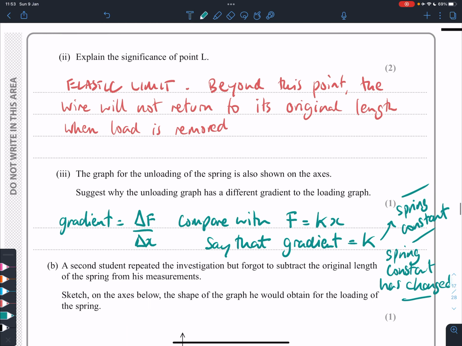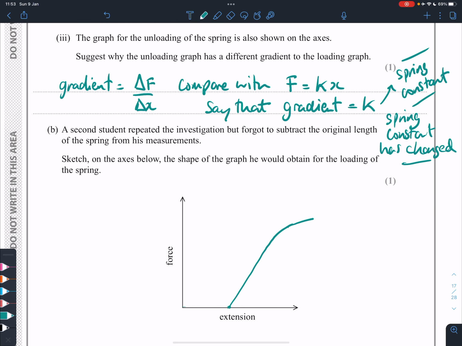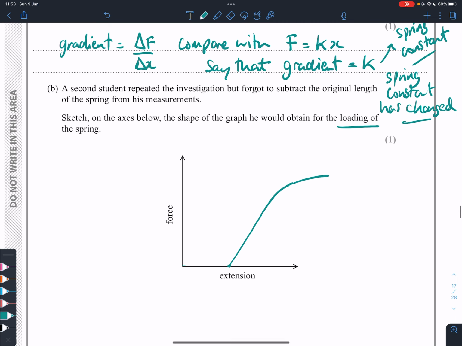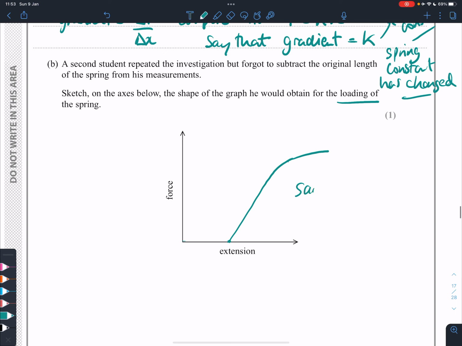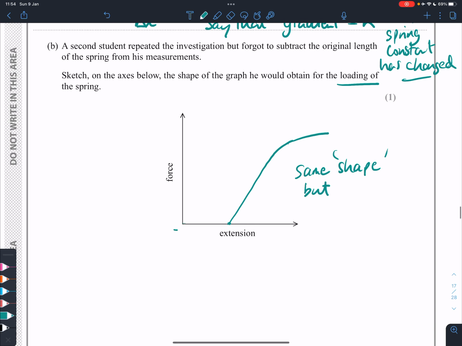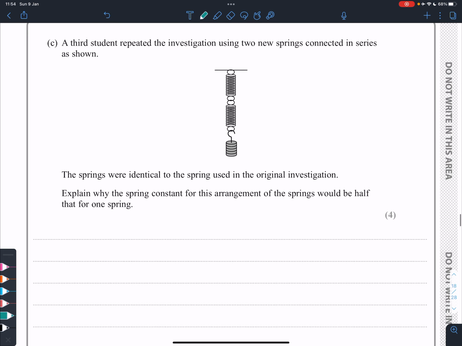You want it to be the same shape, so you want it to do something like this for just the loading of the spring. Just the same shape, but this distance, this is the original length, is here. Okay, let's have a look at the second part of this.